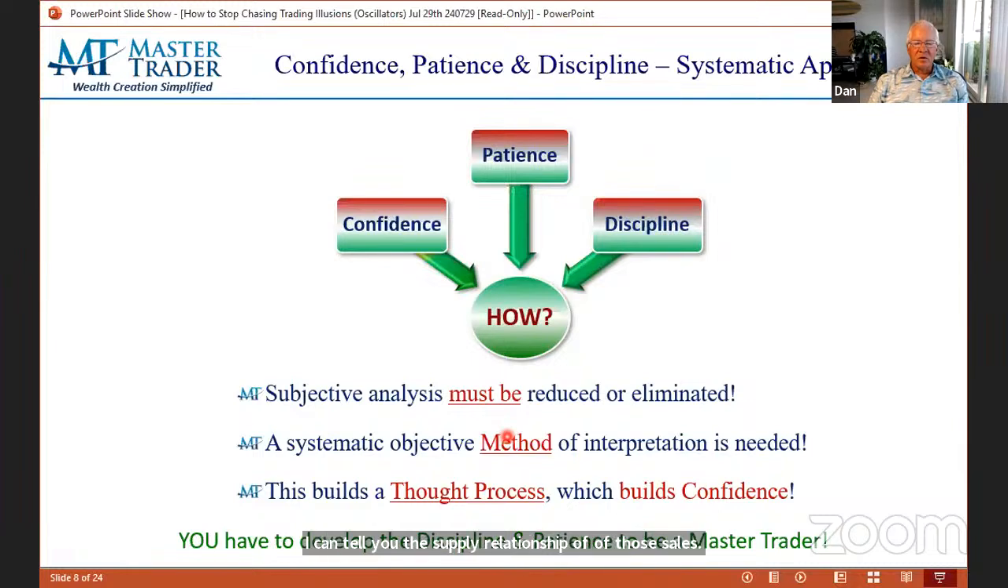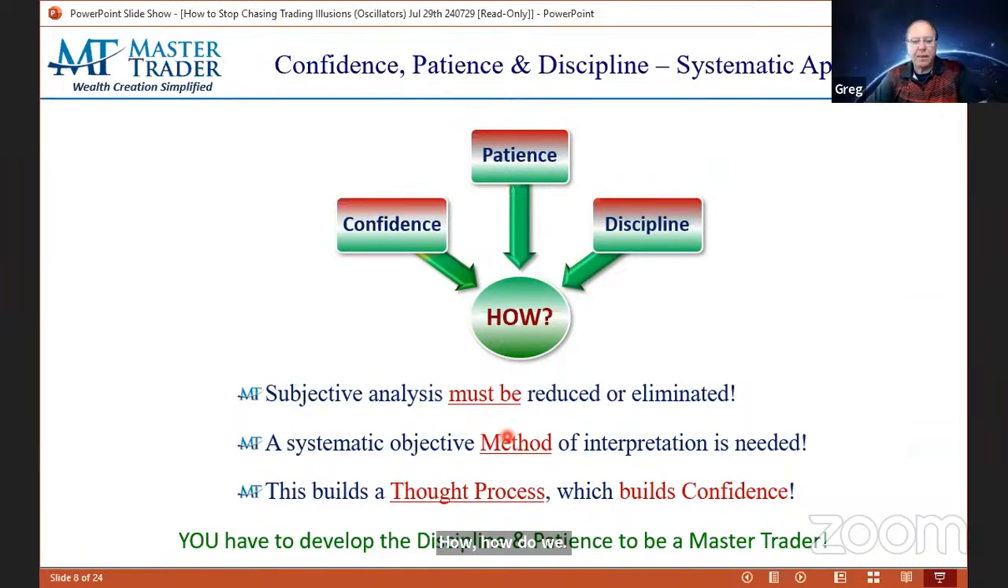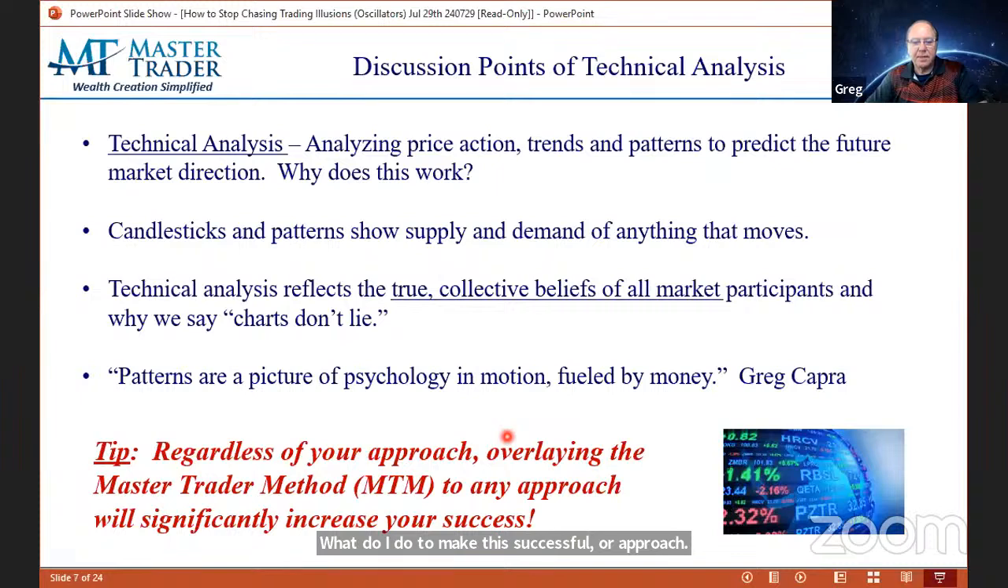All right, so Greg, so there's our background. So how do we, what do I do to make this successful, our approach? Well, we'll go back to the previous slide.